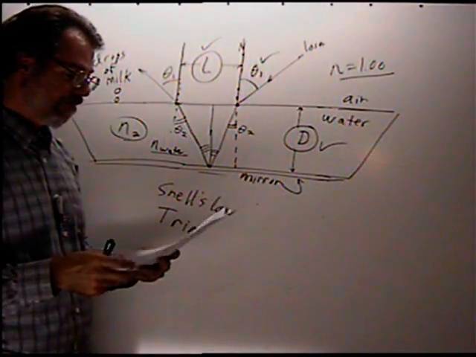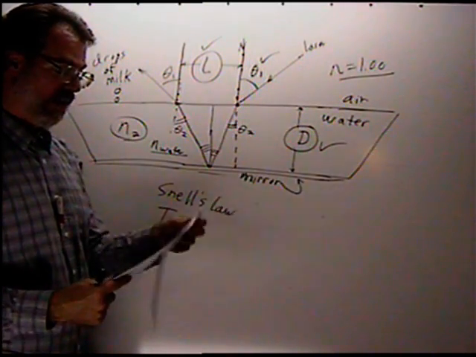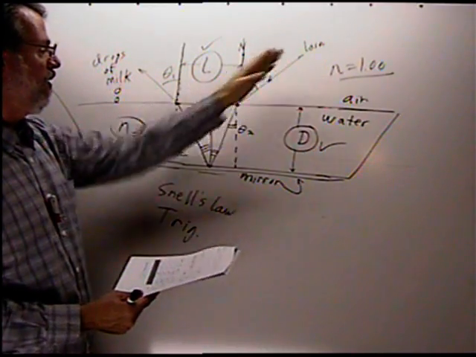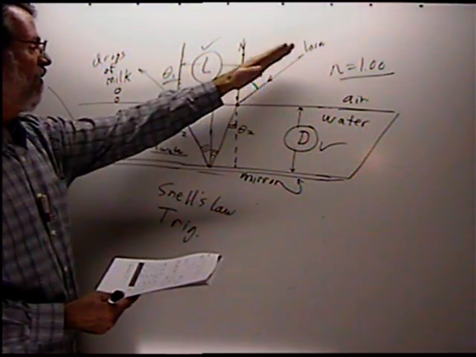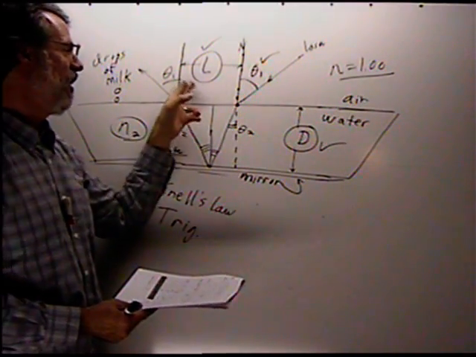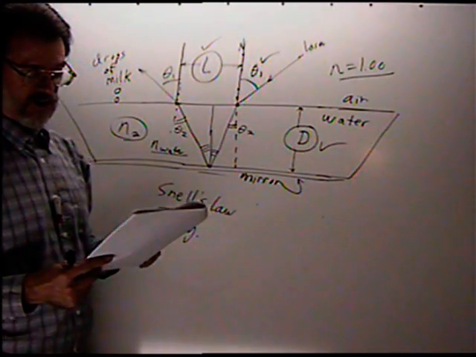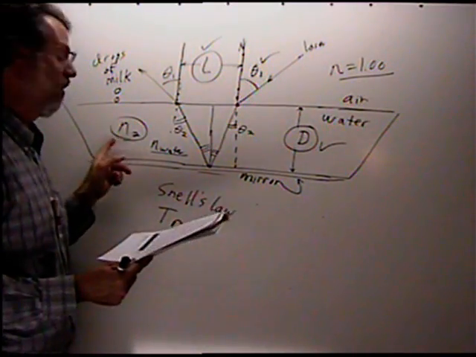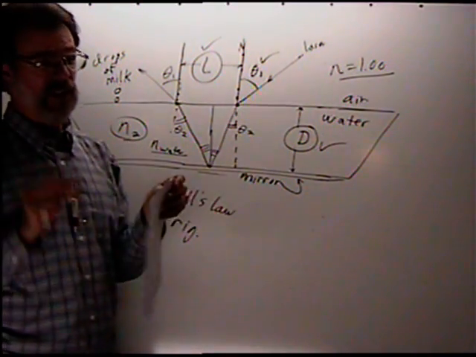Then, on page 6, we're going to vary this at various angles, and we're going to vary theta 1, and then we're going to measure the resultant change in L, and then use that to calculate the index of refraction of the water. Water mixed in with just a little bit of milk.